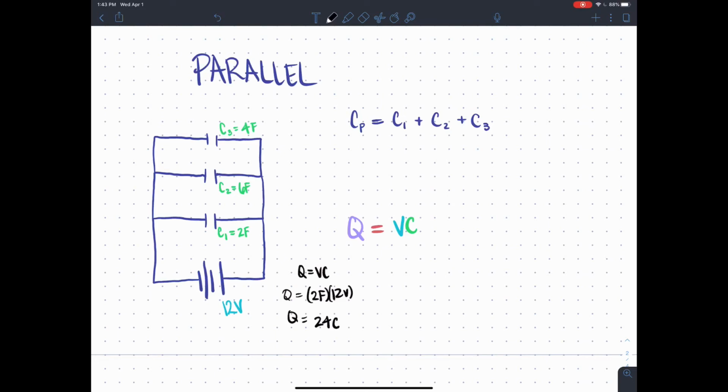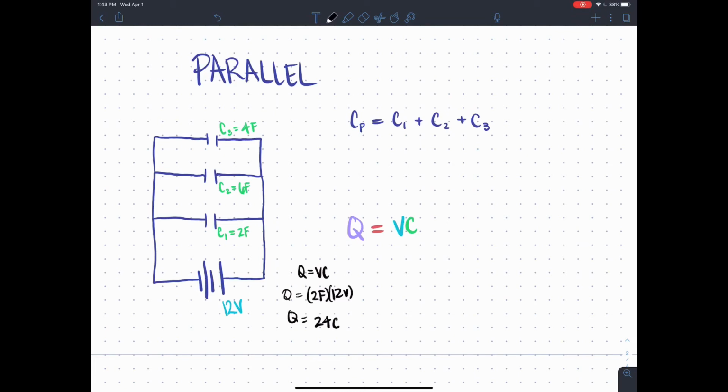And now what we could do is find the charge going through each capacitor, because they're all going to be different, and we could just add them all up together and find the total charge. Or we could just find the total overall capacitance by using this equation, to find the total charge going throughout this whole circuit.